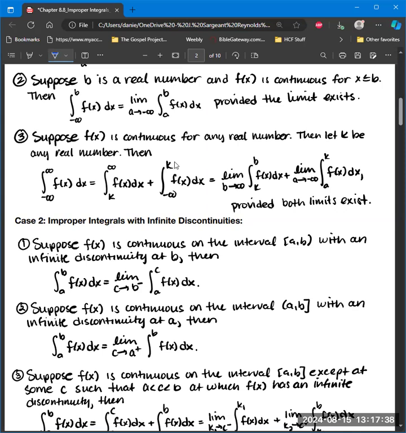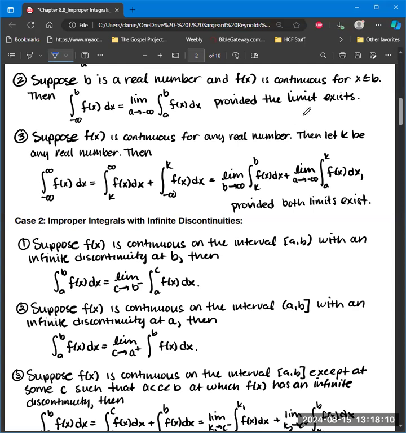Suppose b is a real number and f of x is continuous for all x less than or equal to b, then we can integrate from negative infinity to b of f of x dx. Since that's on the lower limit, we're going to let that limit be a, choosing that dummy variable there, as a goes to negative infinity, of the integral from a to b of f of x dx, and provided the limit exists, the integral will converge.